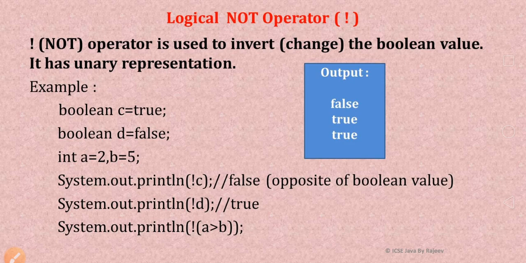And the third SOP statement is, in bracket, A greater than B. The first bracket will be solved first. So 2 greater than 5, false, but we are using not. So false will be changed into true. So the output will be false, true and true. This is all about logical operators.